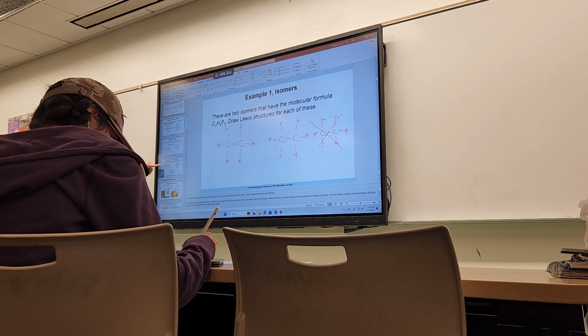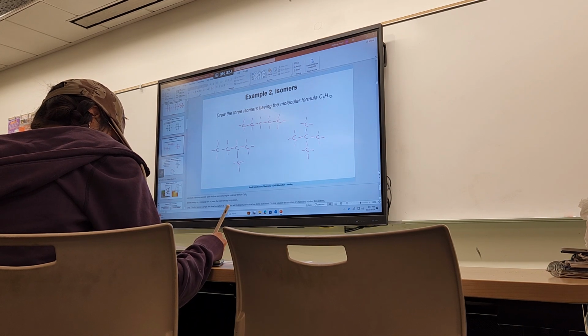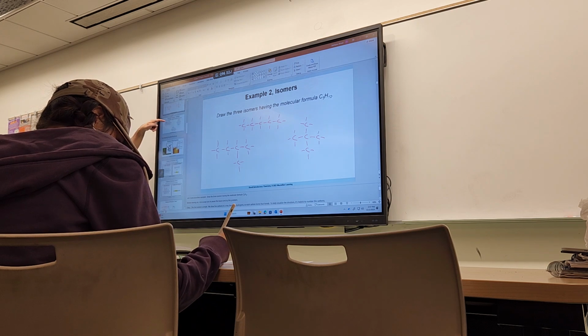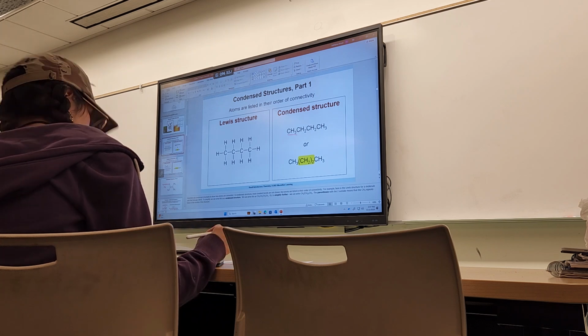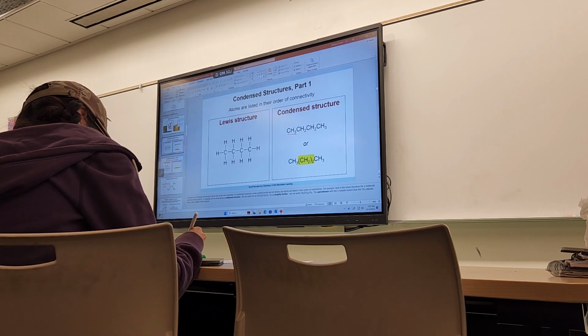For example, over here you have 2 different isomers. Over here you have 3 different isomers. Okay, so you have a variety of different isomers that you could draw. Then we have our Lewis structure going to the condensed structure, so you should be able to go between the two.